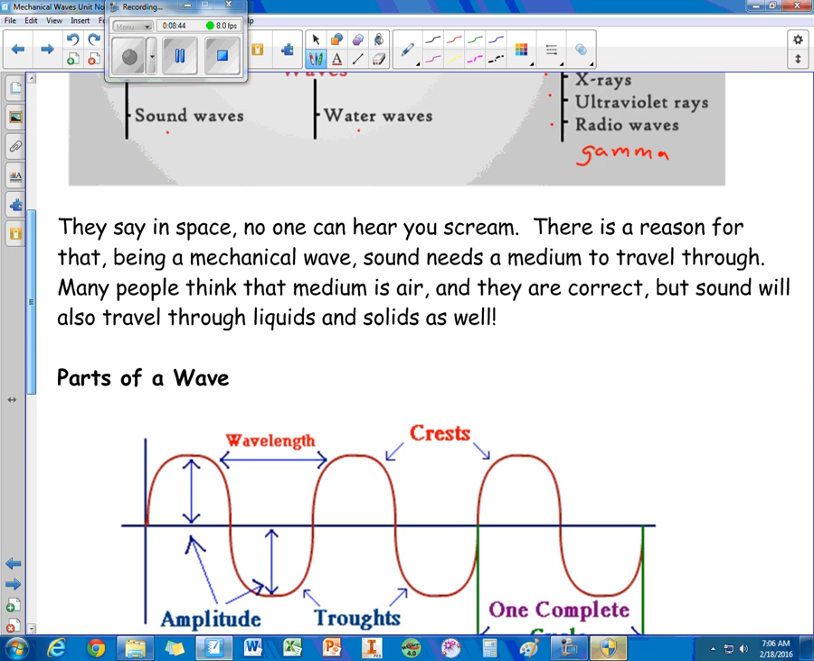A fun experiment for this is this summer when you're in a swimming pool, dive underwater, have a friend make a loud sound. And the moment you hear that sound, stand up out of the water, and you should hear it a second time, because sound will travel faster through the water and slower through the air.